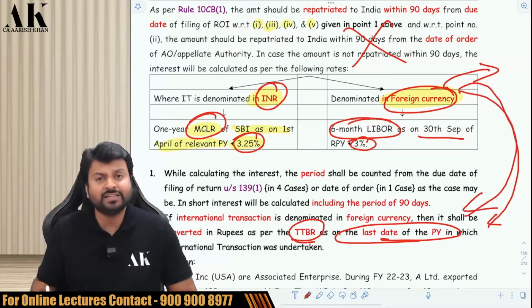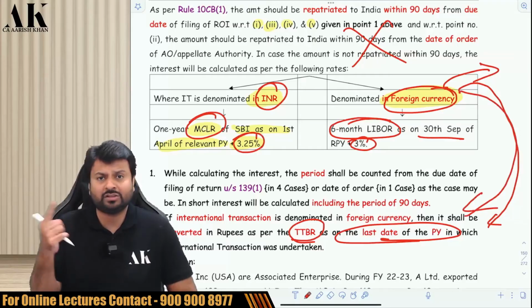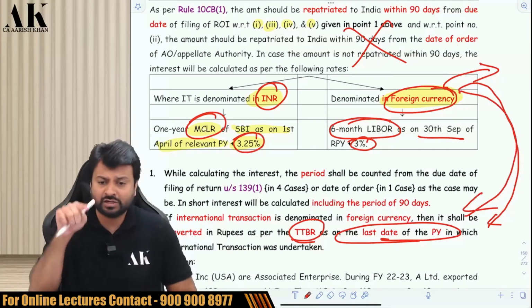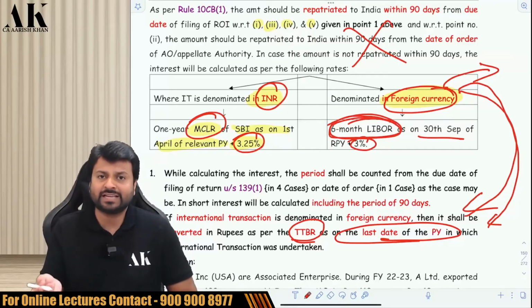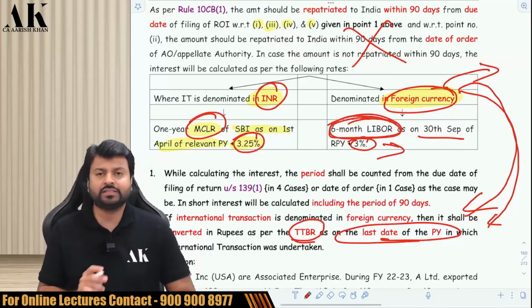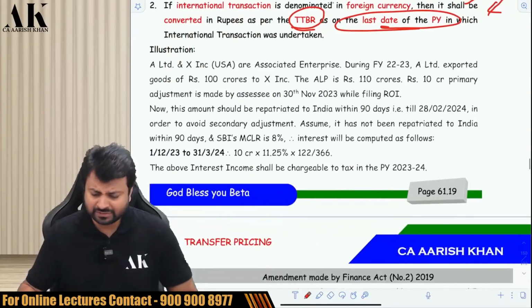Foreign currency, if it is a transaction, then convert that into INR as per TTBR as on the last day of the year in which the transaction was undertaken. Plus, when you convert that, after that you have to apply the rate of interest 6 months LIBOR plus 3% as on 30th September. Okay. And there is one example over here.